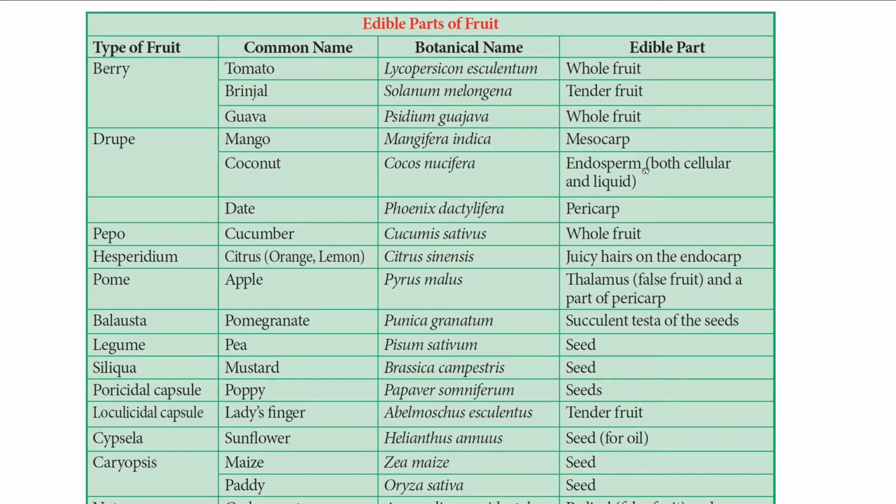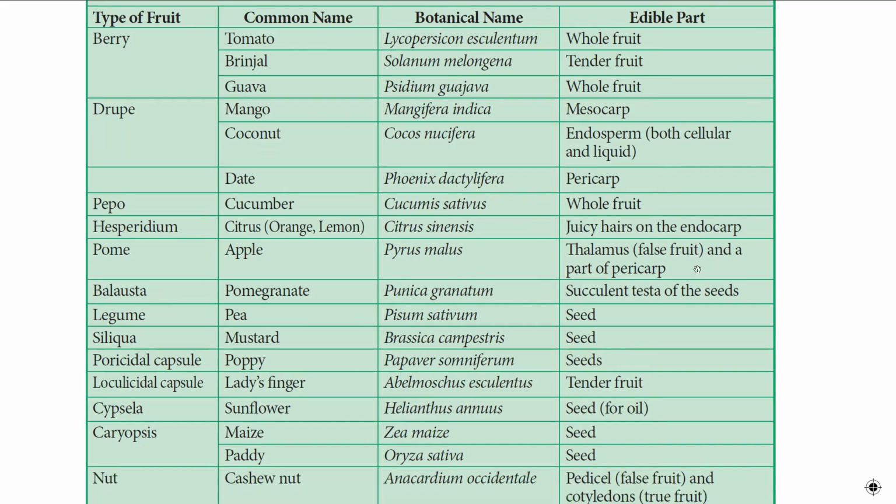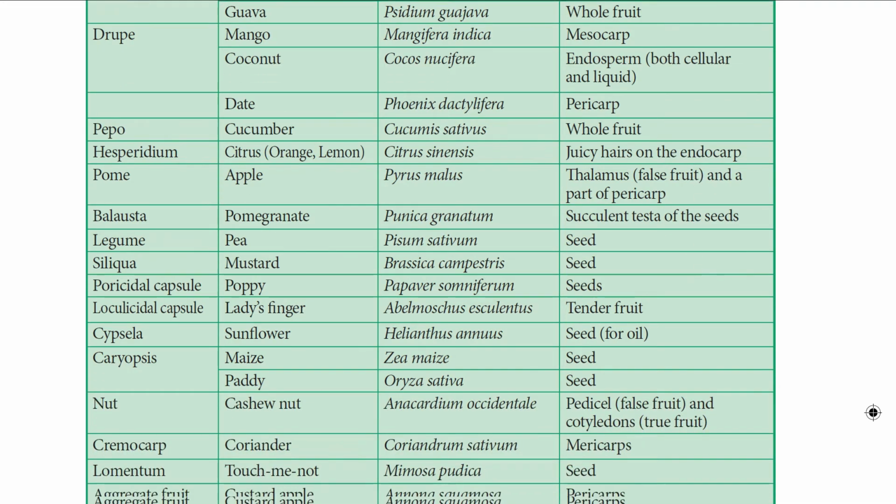In coconut, endosperm of both cellular and liquid type are edible. In date, pericarp is edible. Pepo, cucumber, whole fruit is edible. In Hesperidium, the edible part is the juicy hairs on the endocarp. And in pome, that is apple, the thalamus, that is the false fruit, becomes the edible part, and sometimes part of pericarp also become edible part.